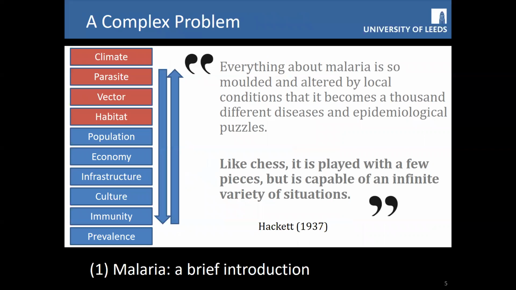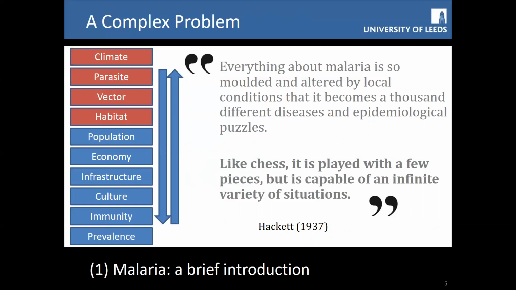Understanding malaria is extremely complex. You can see on the left-hand side of the slide the number of things that we need to think about, moving from climate to the different parasites to the different vectors, that's the different species of mosquito, which all prefer different habitats. And then things like population, the economy, how much money does a society have to protect itself from malaria? And then things like culture, how much immunity is built up, etc.